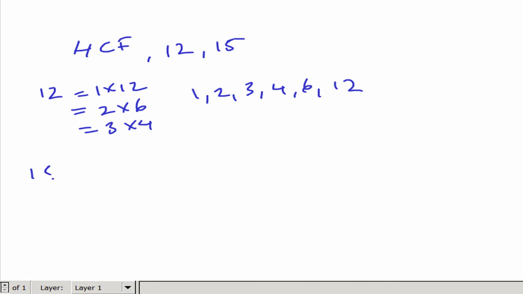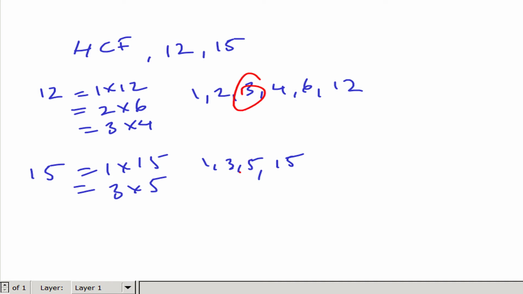Let's take 15. 15 can be divided by 1 times 15, 3 times 5. That's it. You got 1, 3, 5, and 15. So what's common in these numbers? You got 3 here, and you got 3 here. So the HCF of 12 and 15 is 3.